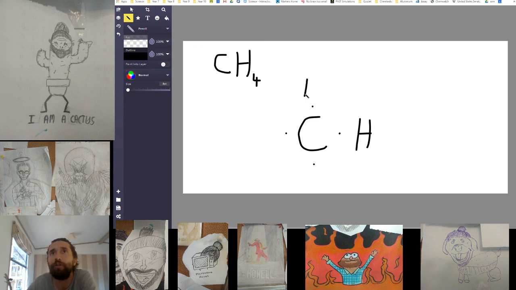There are going to be 4 hydrogens around it. And each hydrogen is going to have 1 electron. And these 2 electrons are going to form a bond. So 1 bond here, 1 bond here, 1 bond here, and 1 bond here. So each hydrogen has 2 electrons from each bond, and the carbon has 1, 2, 3, 4, 5, 6, 7, 8 electrons.